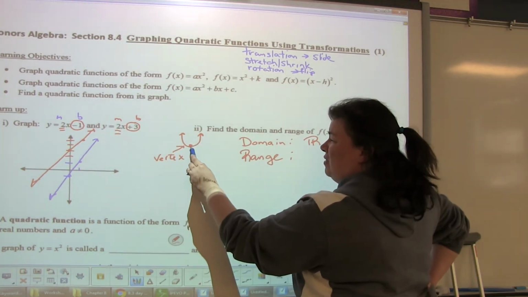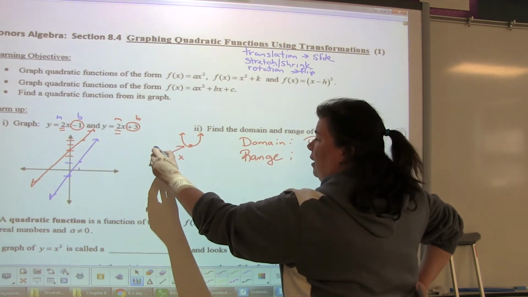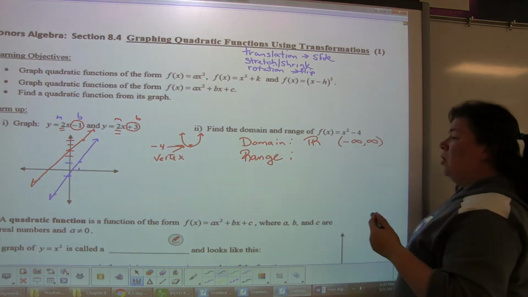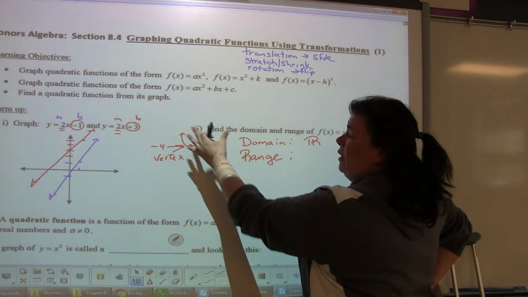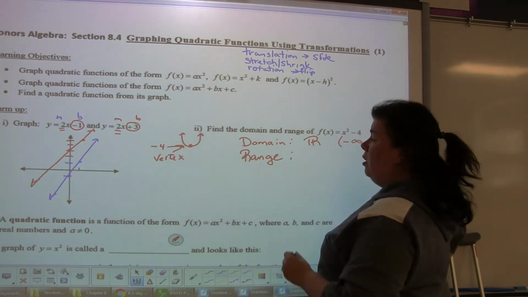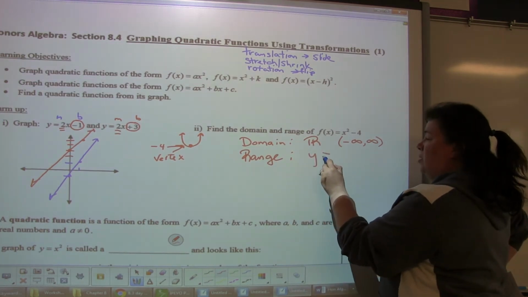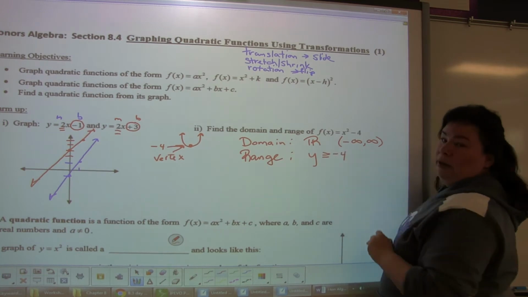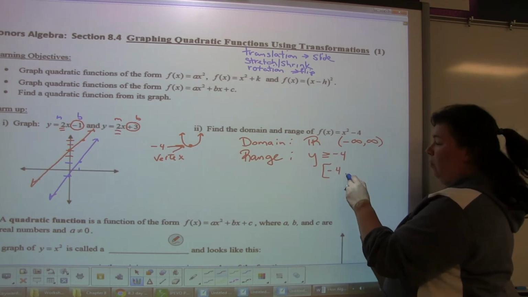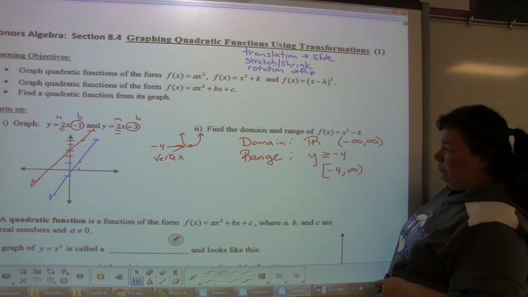So that means this vertex right here, my y value is going to be negative 4. That vertex right there is negative 4. So that means every other point on my graph is going to be greater than negative 4. So my range then is the set of all y values such that y has to be greater than or equal to negative 4. In interval notation, I could write negative 4 all the way to positive infinity, and that's what my range is going to be.